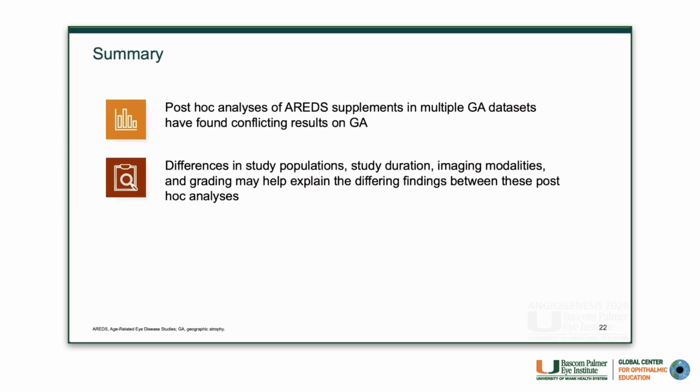In summary, multiple large datasets have found conflicting results in the effect of AREDS supplements on GA progression. These differences may be explained in part by differences in study populations, study duration, and the methodologies utilized to measure GA. The totality of data at this time does not support AREDS supplementation for slowing lesion area growth or growth towards the fovea, but certainly further investigation into potential benefits of AREDS in geographic atrophy is warranted. Thank you to the AREDS research group and the investigators from the Chroma, Spectri, and Oaks and Derby studies for their important work on this topic, and thank you for your attention.